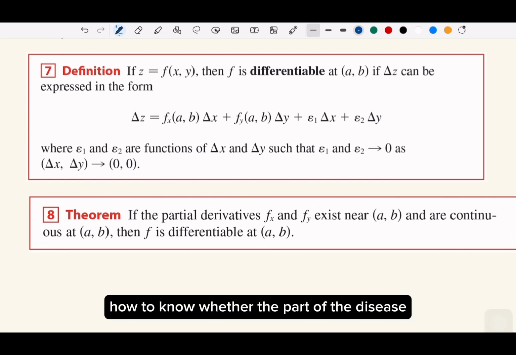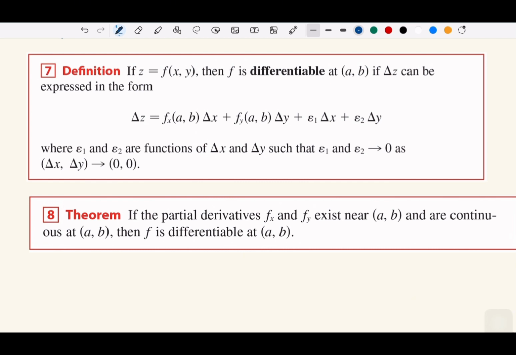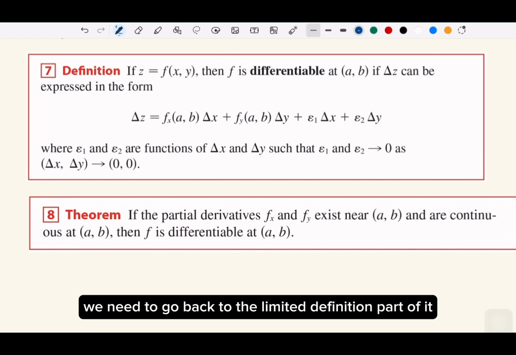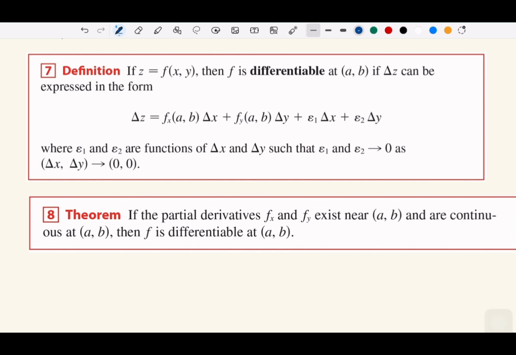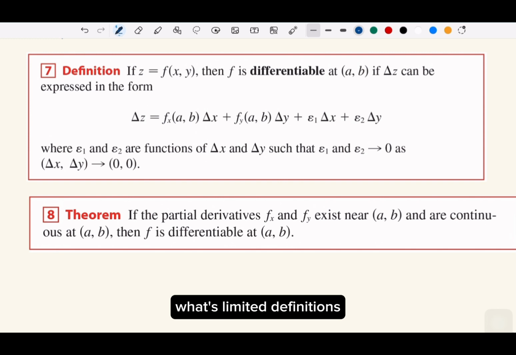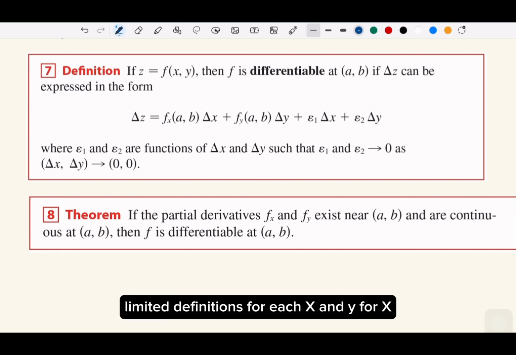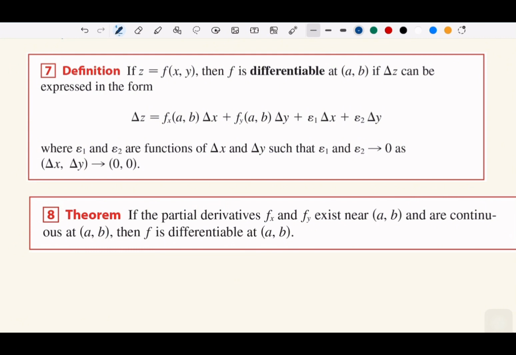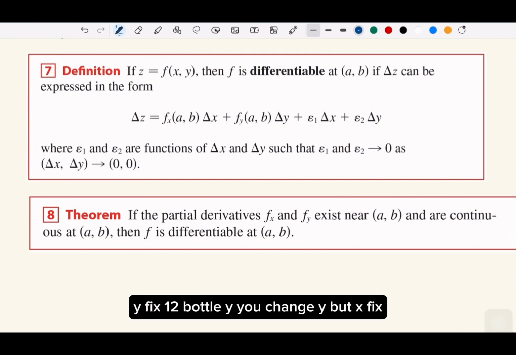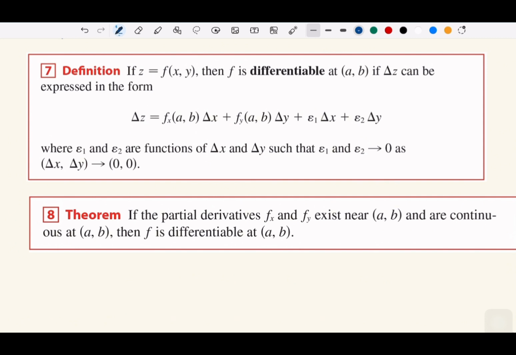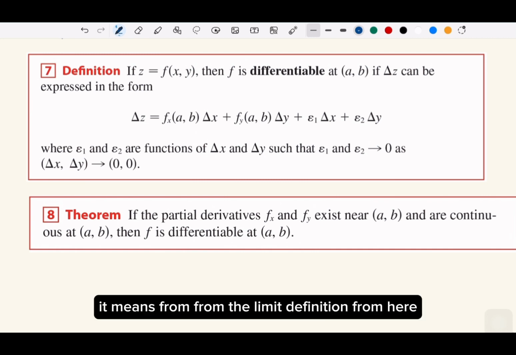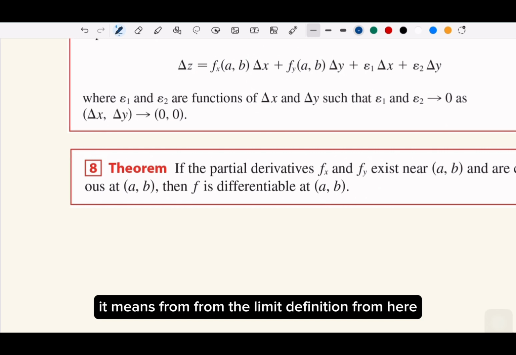How to know whether the partial derivative exists? We have to go back to the limit definition of the partial derivative. For partial x, you change x, y fixed. For partial y, you change y, but x fixed. It comes from the limit definition.